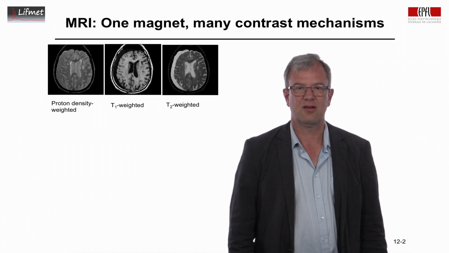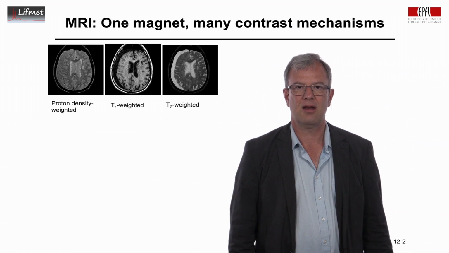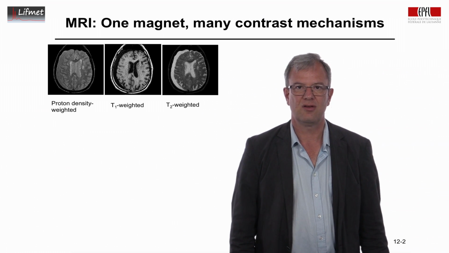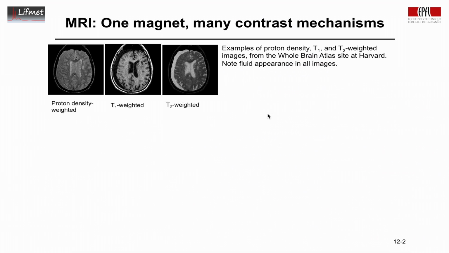And you can see that just by changing some experimental parameters, one can substantially change the appearance of the image. So here, what is interesting to note is the cerebrospinal fluid. The ventricles are filled with cerebrospinal fluid. Here they are more intense than the others because they have a bit more water. In the T1 weighted image, they're dark because they have a long T1. And in the T2 weighted image, they are bright because they have a long T2.